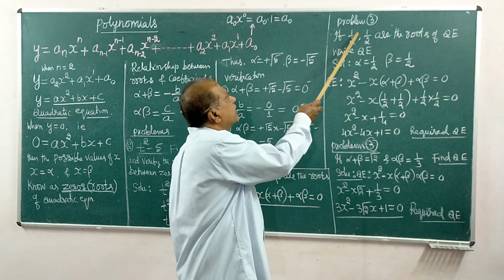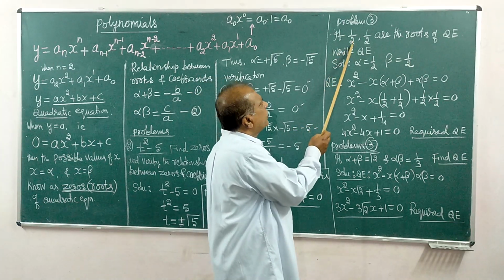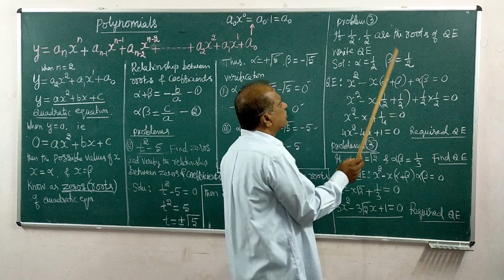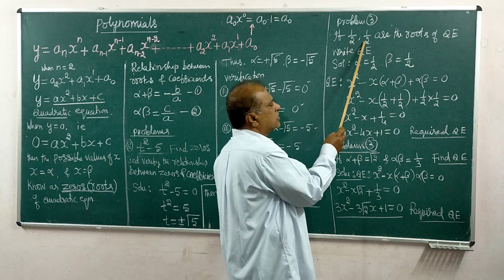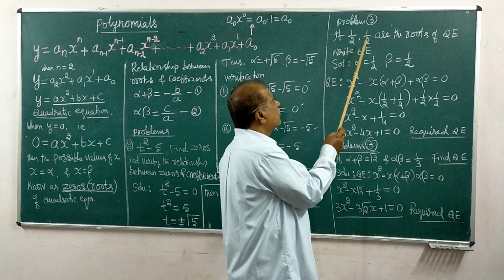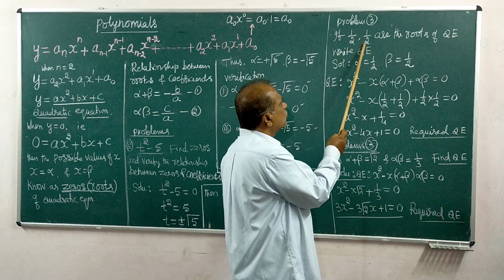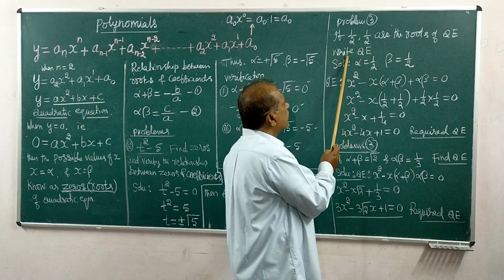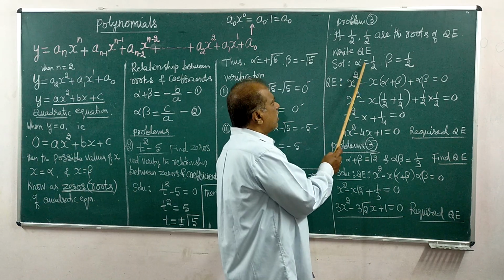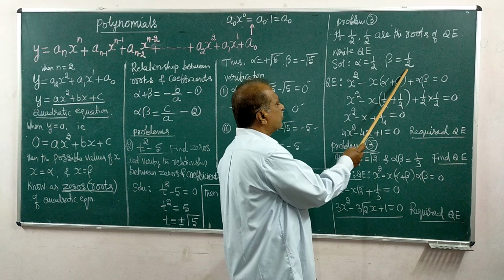Problem 3. If 1 by 2 and 1 by 2 are the roots of the quadratic equation. Alpha is the same as beta, it is possible. The value of alpha is 1 by 2. That is, you are given two roots, and asked to write the quadratic equation. Solution: alpha is equal to 1 by 2, beta is equal to 1 by 2.